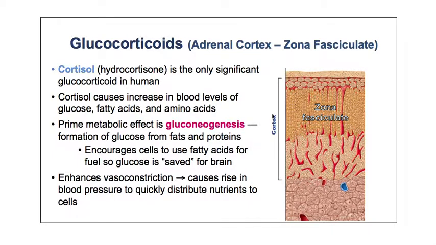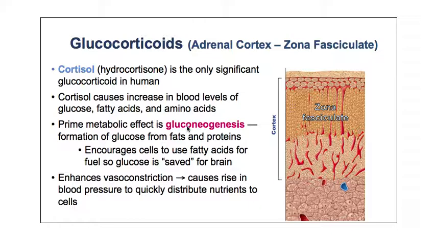Next layer of our cortex is the zona fasciculata. This is going to release our glucocorticoids. The only important one that we release as humans is cortisol. Again, since it says gluco in the name, we know it has something to do with glucose regulation. So cortisol is going to help to cause an increase in blood levels of glucose as well as fatty acids and amino acids. And its primary effect is going to be gluconeogenesis, or literally making new glucoses.